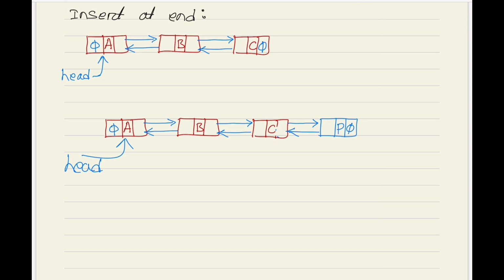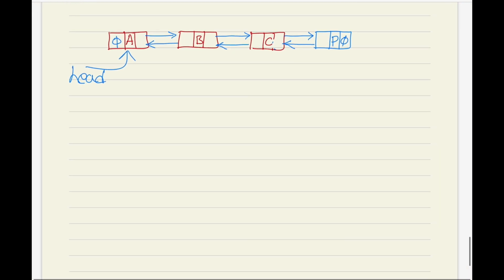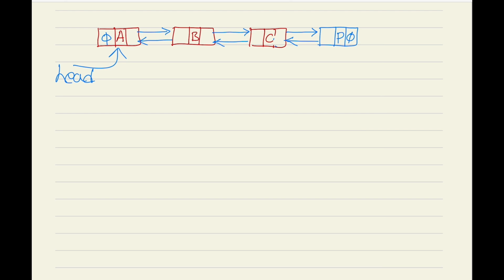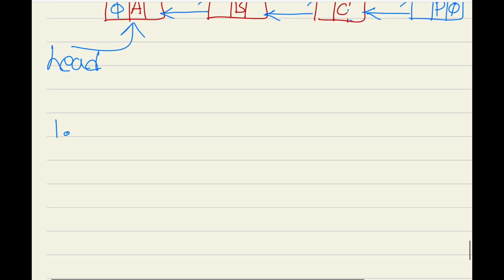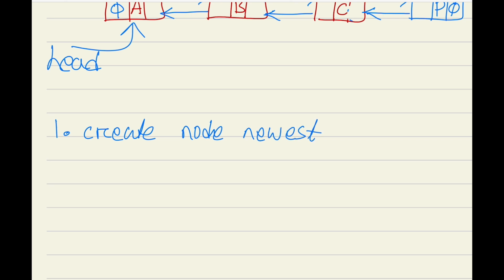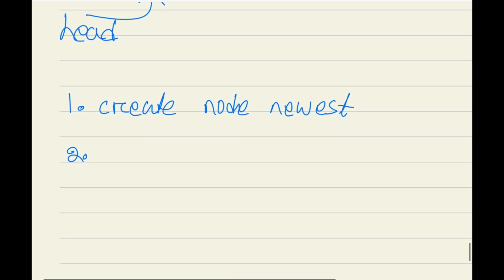Now we will discuss the steps. What are the steps we need to follow? The first step is to create the node newest. The first one is similar to the previous. Here we have to create the new node and assume the name of the node is newest. Then in step 2, we write find the tail node, or find the last node.